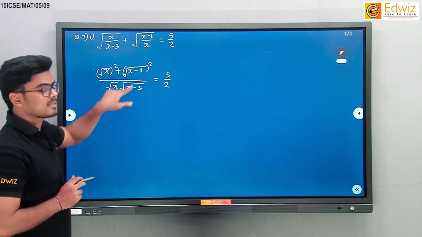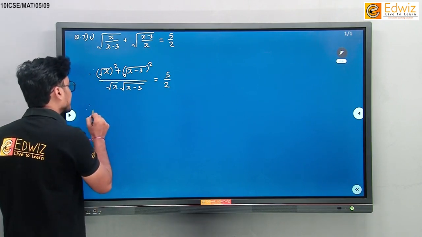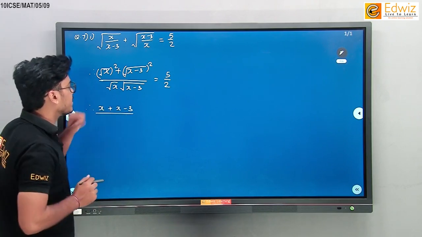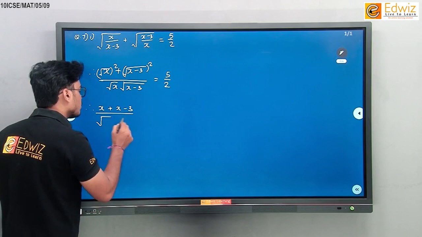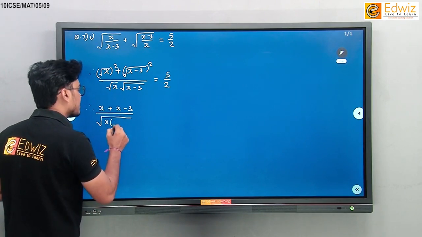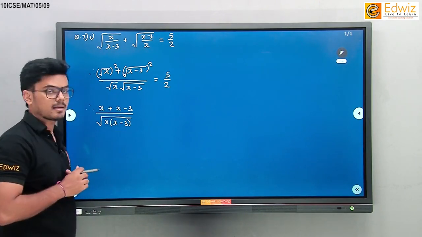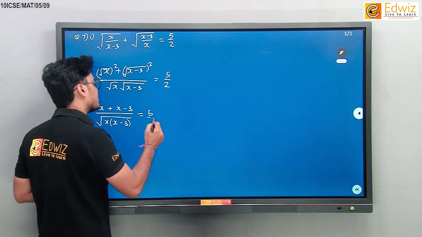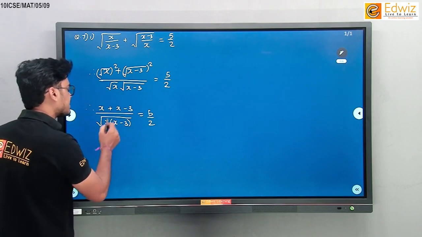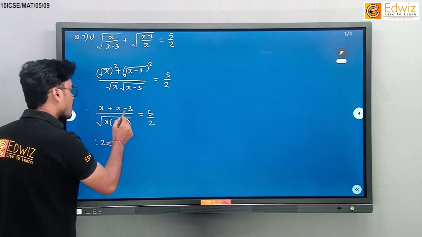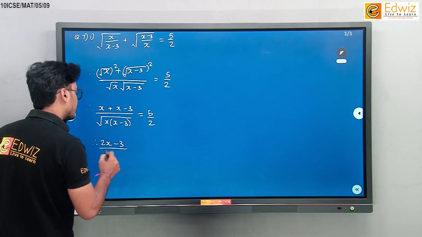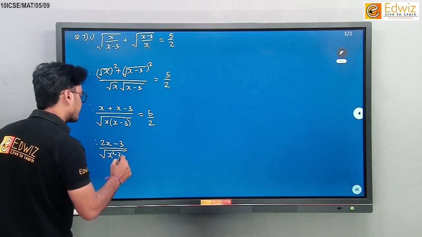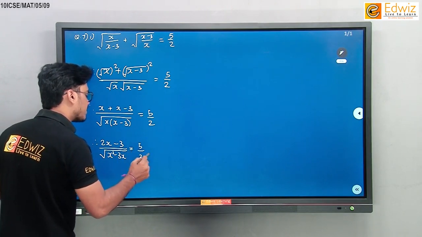Now, if this is square, we can simply write it as x plus x minus 3 divided by, here we can write it as square root of x multiplied by x minus 3, correct? दोनों को एक square root के अंदर ले लिया. This is equal to 5 divided by 2. Now x plus x is 2x minus 3 divided by square root of x square minus 3x equal to 5 divided by 2.